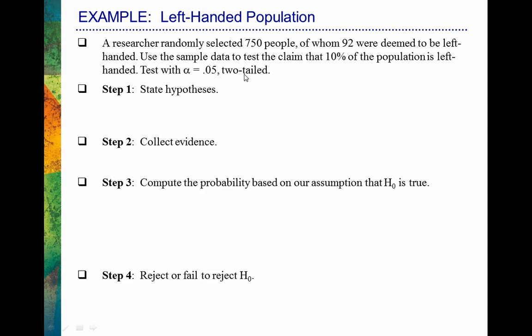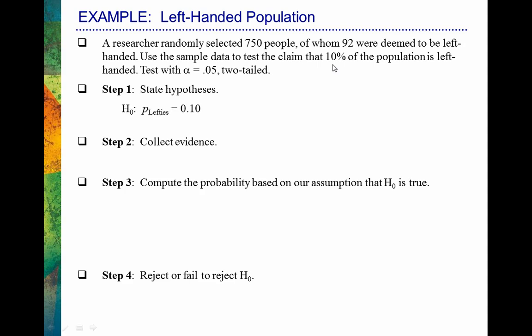So let's do a two-tailed test, because that makes a lot of sense. We don't really know if the true population proportion of people who are left-handed is going to be less than 10% or greater than 10%. Theoretically, the results can go in either direction. That's why two-tailed tests are typically done. That's why they are the default option.